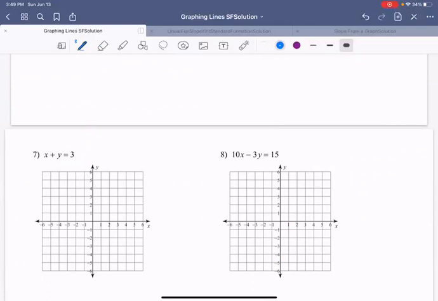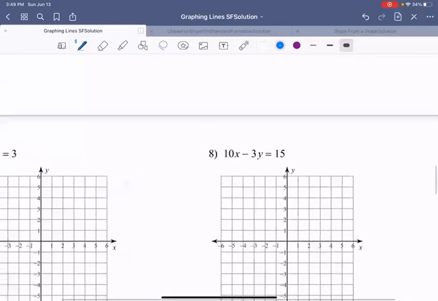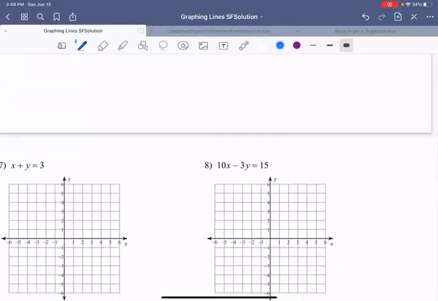You divide everything by 3 or negative. Sure. Let's divide it by -3 for each term. -3 over -3 is 1. 15 divided by -3 is -5. So y equals -5 plus 10 over 3x. I like to put this term in front, okay?